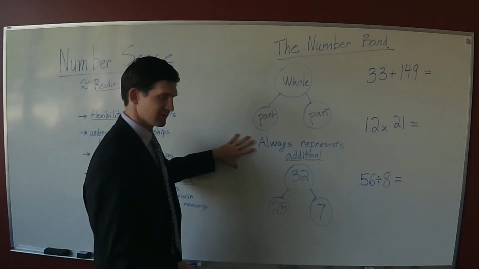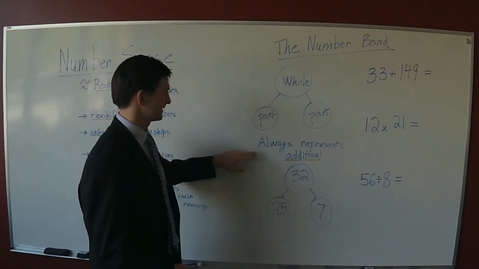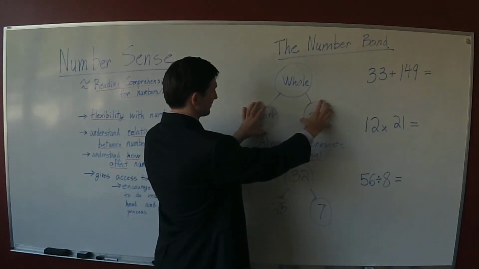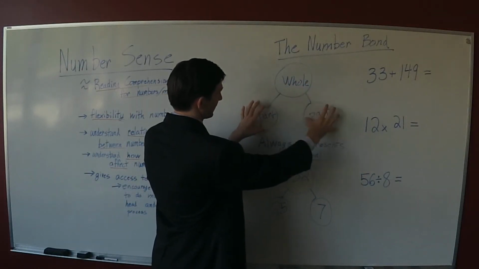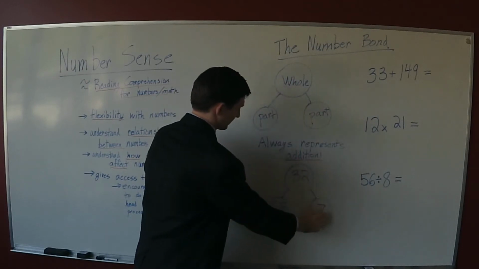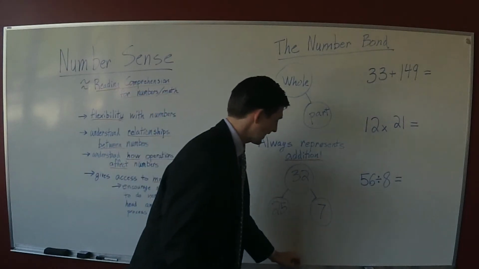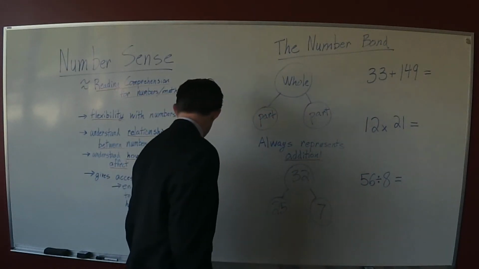So one key part of the number bond is that it always represents addition. And I'm always taking a whole and splitting it into parts. So if I want the whole, I always need to add those parts back together. Right? 25 plus 7 equals 32. So how can we use this to help us solve different problems?